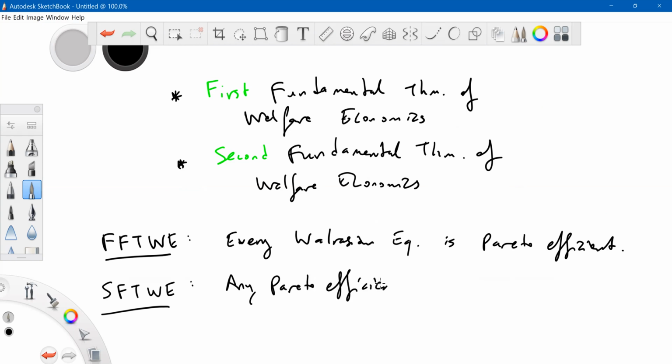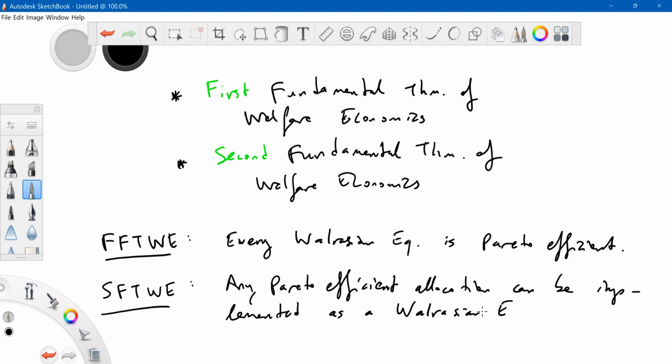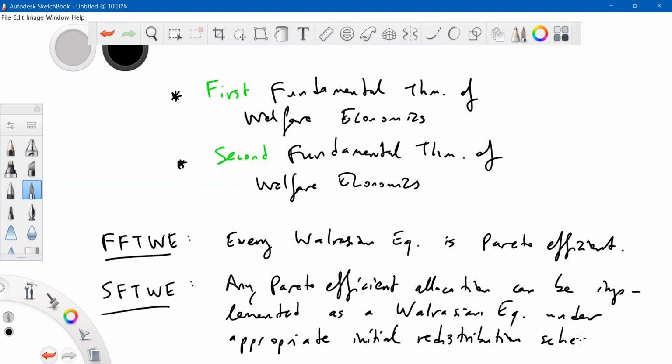Okay, and the second fundamental theorem of welfare economics says any Pareto efficient allocation can be implemented as a Walrasian equilibrium under appropriate initial redistribution schemes. Okay, so these are the informal statements of the fundamental theorems.